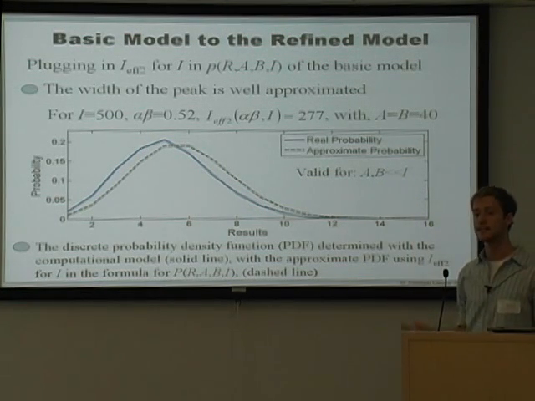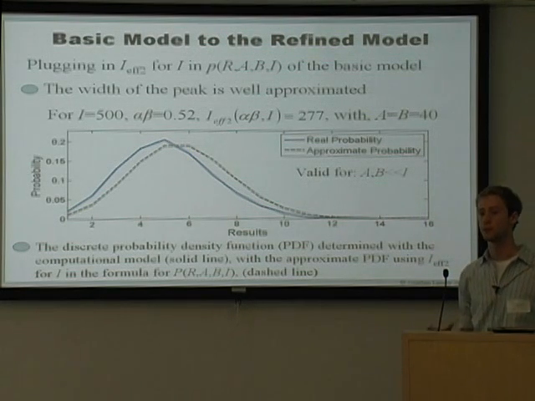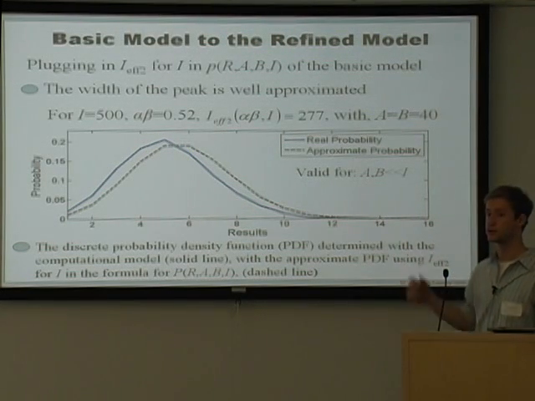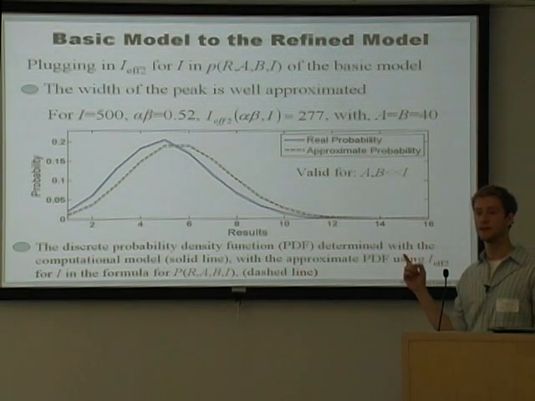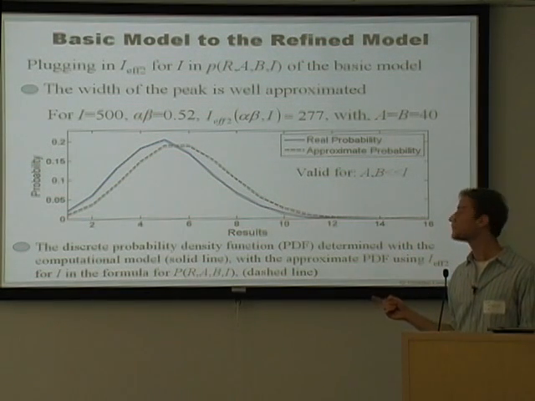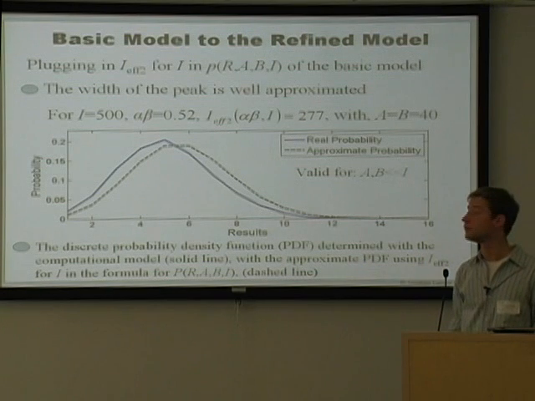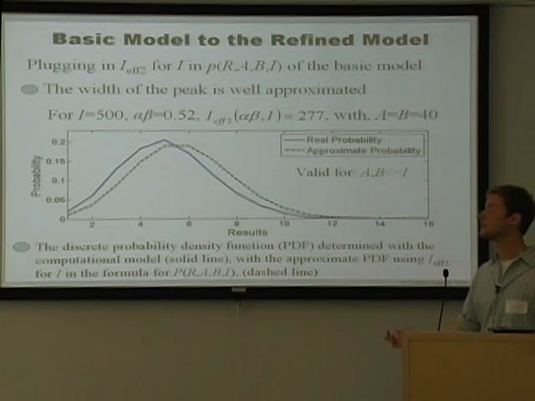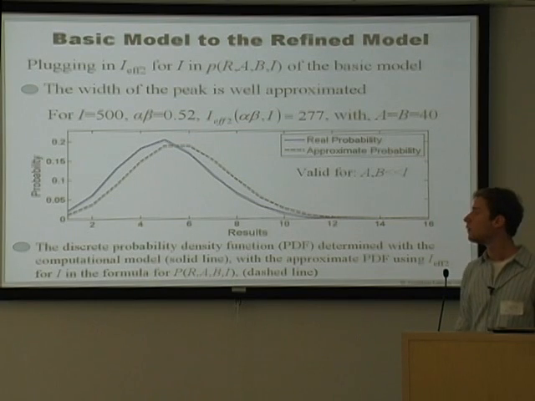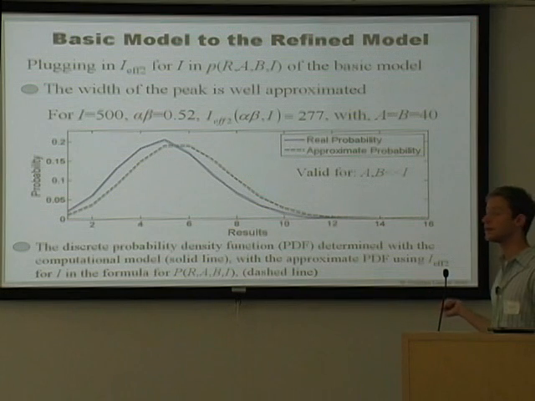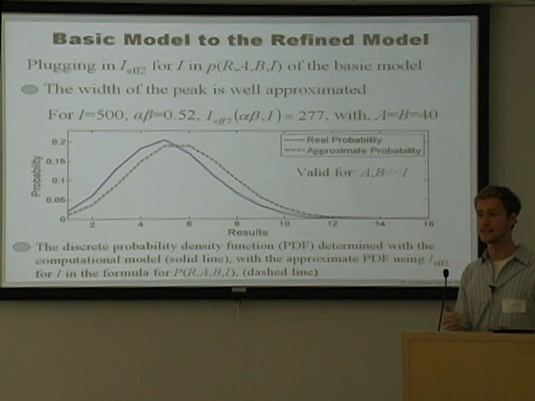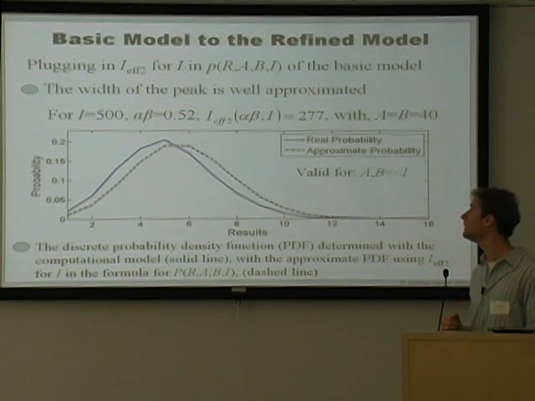And this graph is an example where the number of hits for both words were both 40 out of 500 pages. So the blue line is a discrete probability density function. That is, it shows the probability of getting exactly that number of hits, in this case with A times B equaling 40. So for example, the probability of getting 5 hits is approximately 0.2, while the probability of getting 2 hits is about 0.05. Now the dashed line is the probability just plugging the effective index size into the exact formula for the probability from the previous slide.